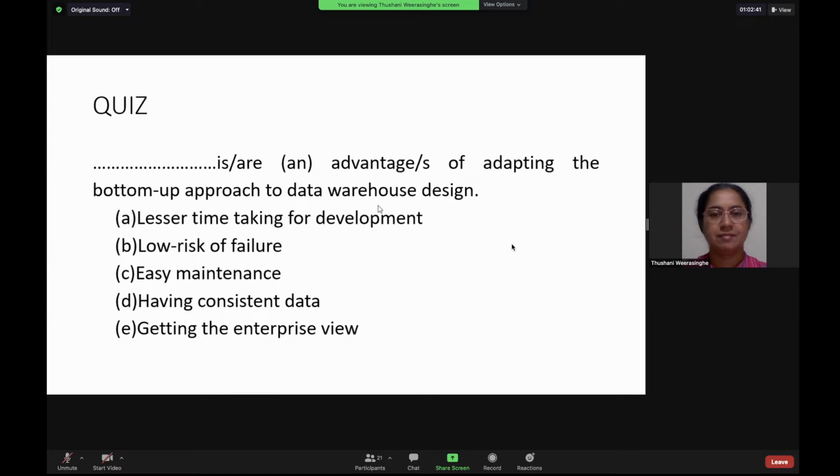All right, what is the answer for this one? Now you should be able to answer very quickly. What is the answer?